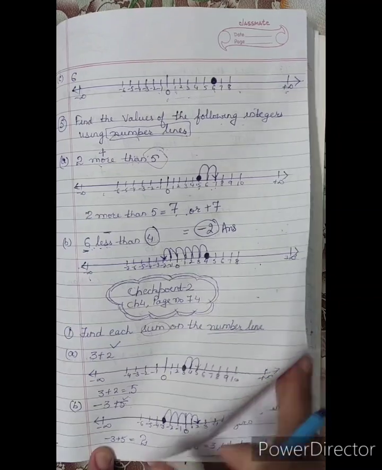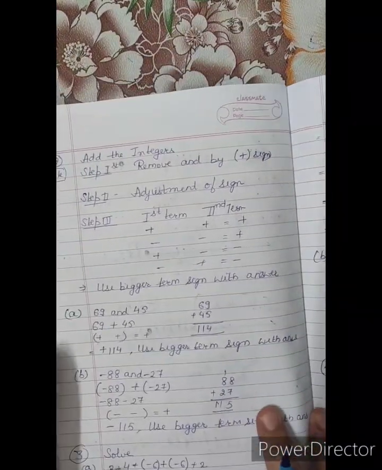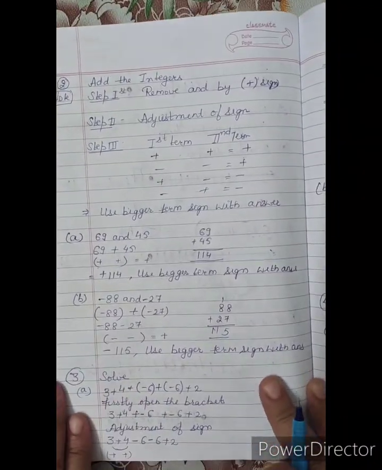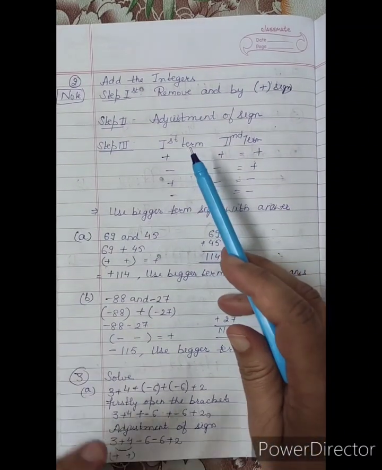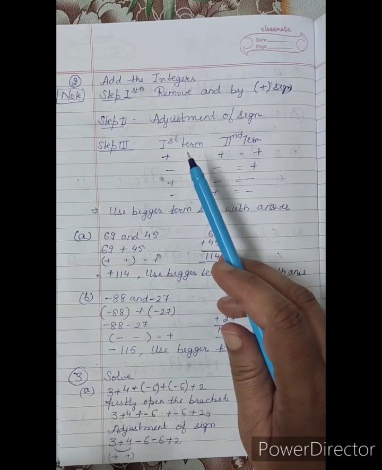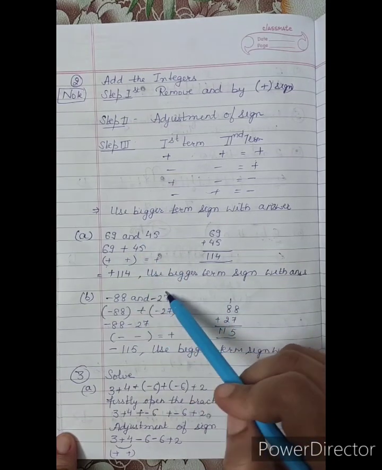I hope you all understood this. So this way we can solve sums as well as subtractions on the number line. Let us move on to sum number 2, that is, add the integers. So here we have learned how to add integers on the number line, how to subtract integers on the number line. But here we will learn how to add two integers, how to subtract two integers.